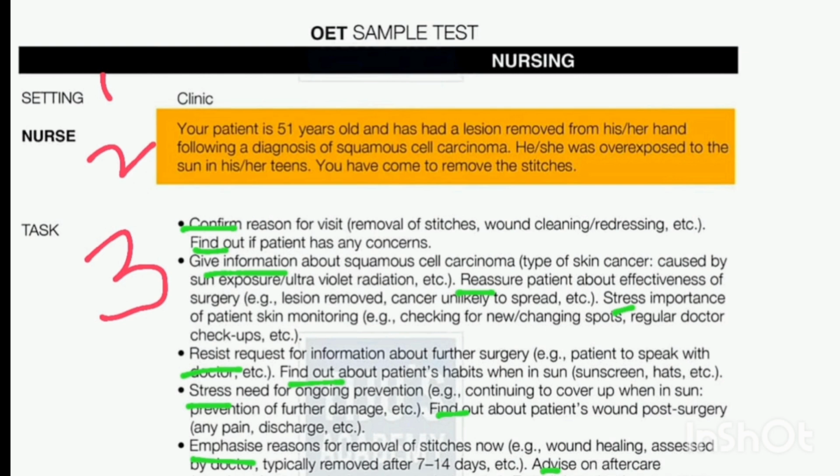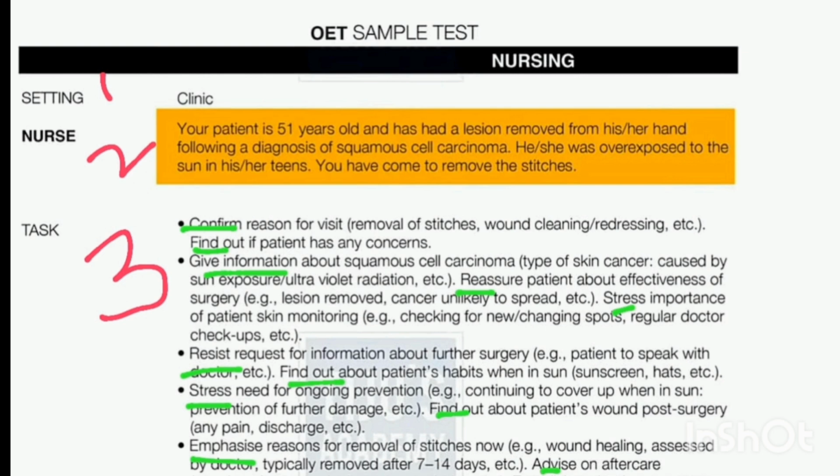And another is find out about the patient's wound post surgery. So we can ask a question like, could you please tell me about your wound after your surgery? What is the condition of your wound after your surgery? Any pain or discharge from the wound site? Then the patient will reply yes, that my wound is healed now and there is no discharge or pain.